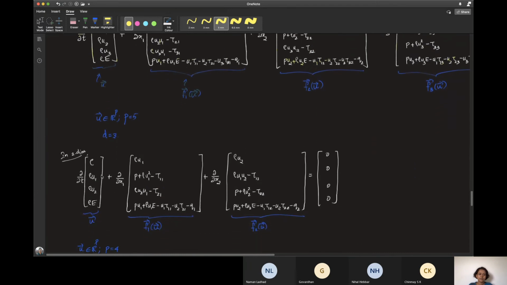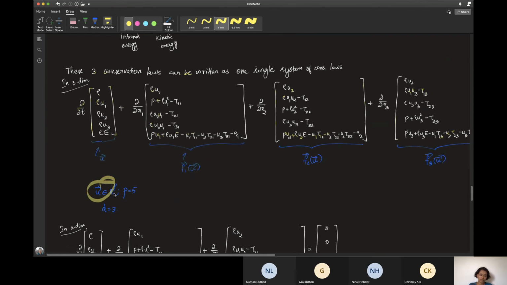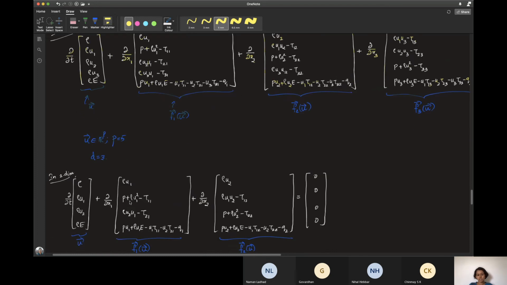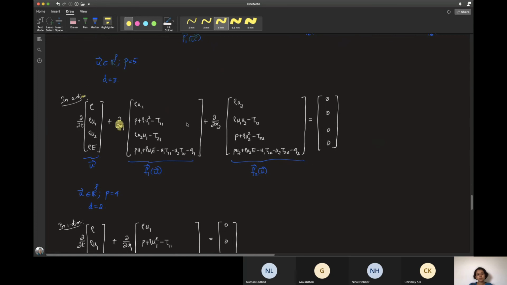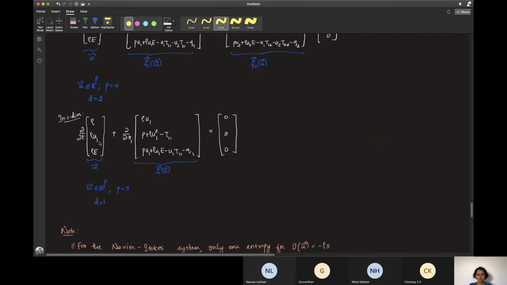So the same equation in 2D. One more thing to be noted: this is the u vector, and here we have 5 components. So the u vector belongs to R^p, where p equals 5, and we have 3 dimensions. We have 3 fluxes in 3 directions, that is x1, x2 and x3. So our dimension is 3. In 2 dimensions, we have fluxes in only 2 directions, and your u vector is in R^4 now, so p equals 4. The same equation has been written. In 1 dimension, your u vector is in R^3, and your flux is just in the x1 direction.